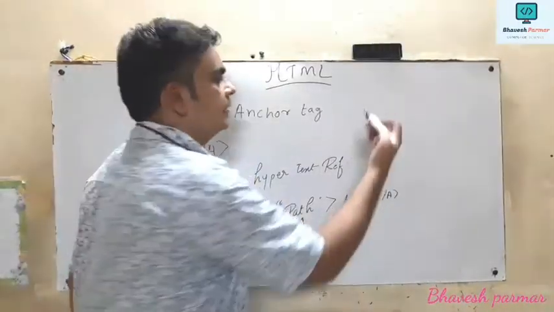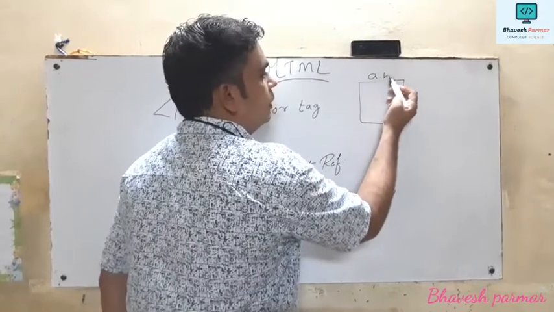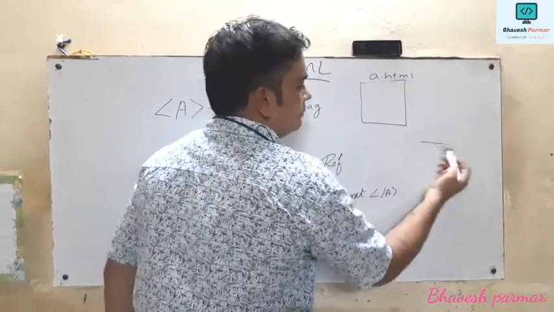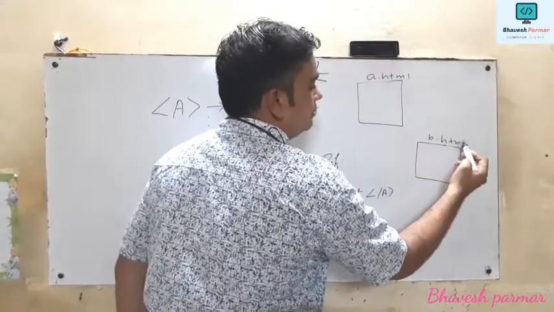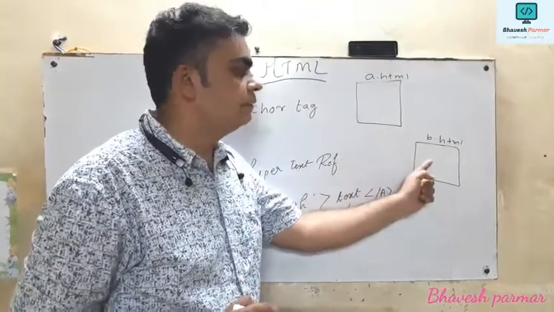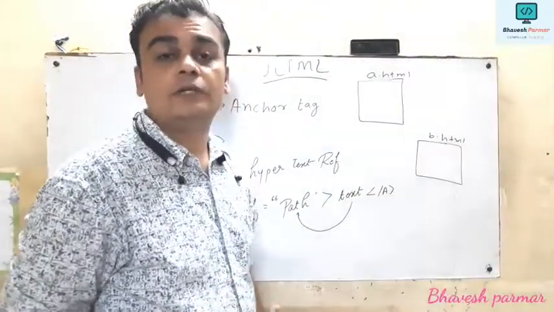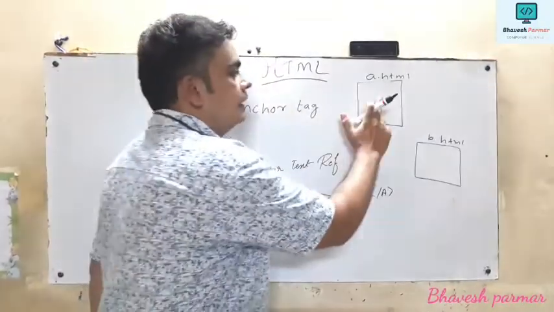So how are we going to connect? Suppose this is my web page a.html, and this is my another web page b.html. What I want to do is link this a.html with this b.html. So how can I do it? For that purpose I have to use this a tag in this program.